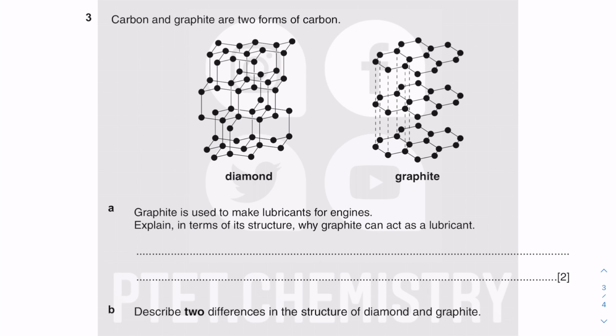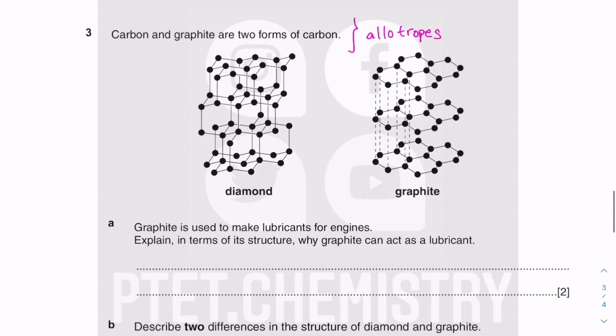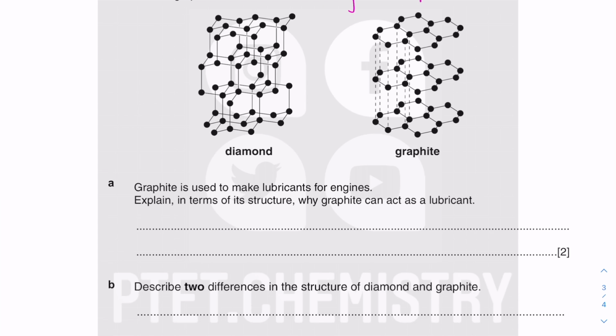Question 3. Diamond and graphite are two forms of carbon. So there's a proper name for this. This is called allotropes. Allotropes are the different forms of the same element, such as graphite and diamond. Graphite is used to make lubricants for engines. Explain in terms of its structure why graphite can act as a lubricant.